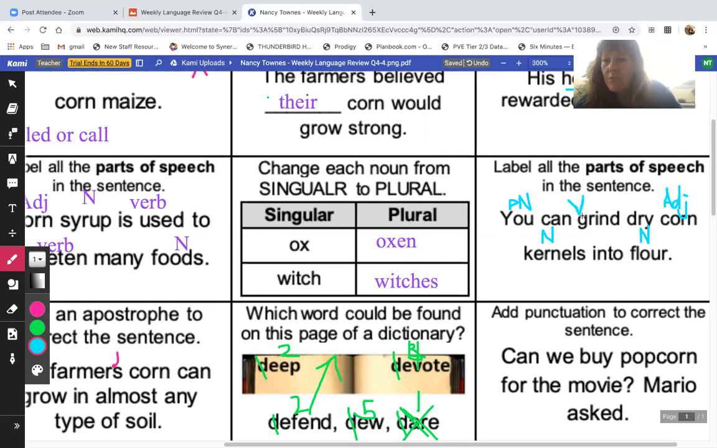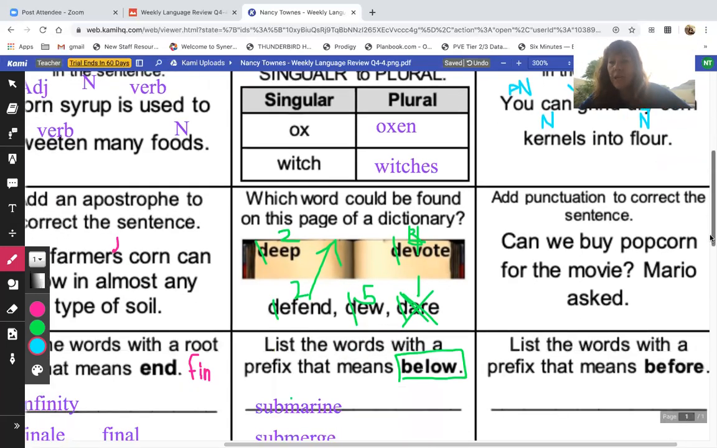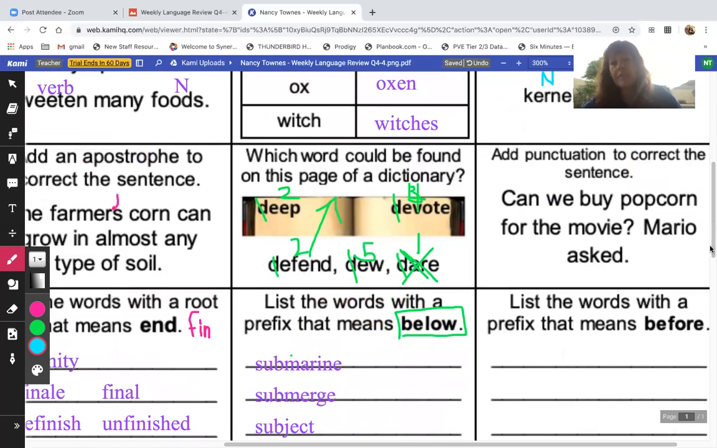And you can grind dry corn kernels. Oh, dry is also describing the kernel. So that's another adjective. And then into is actually a preposition. So we don't have to worry about that in 3rd grade. But into would be a preposition. All right, next one.